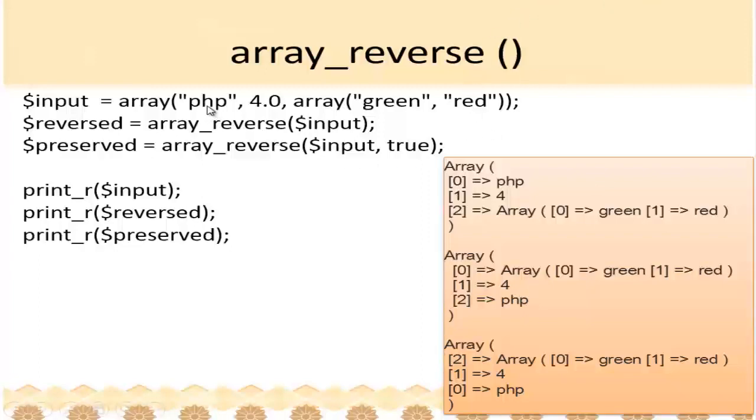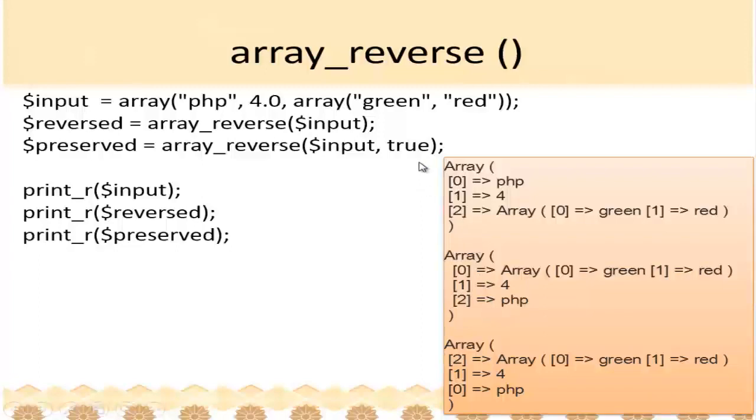So let's look at this array, PHP, 4.0, green and red. If you just output this array as it is, index 0 is PHP, index 1 is 4, and index 2 is 2 elements, green and red. If you reverse this, what is going to happen? So you notice that initially PHP was at index 0. If you directly say reverse without saying anything, this one is going to come here at the 0th index because there are only 3 elements. This will remain in the middle itself. The other one will come next.